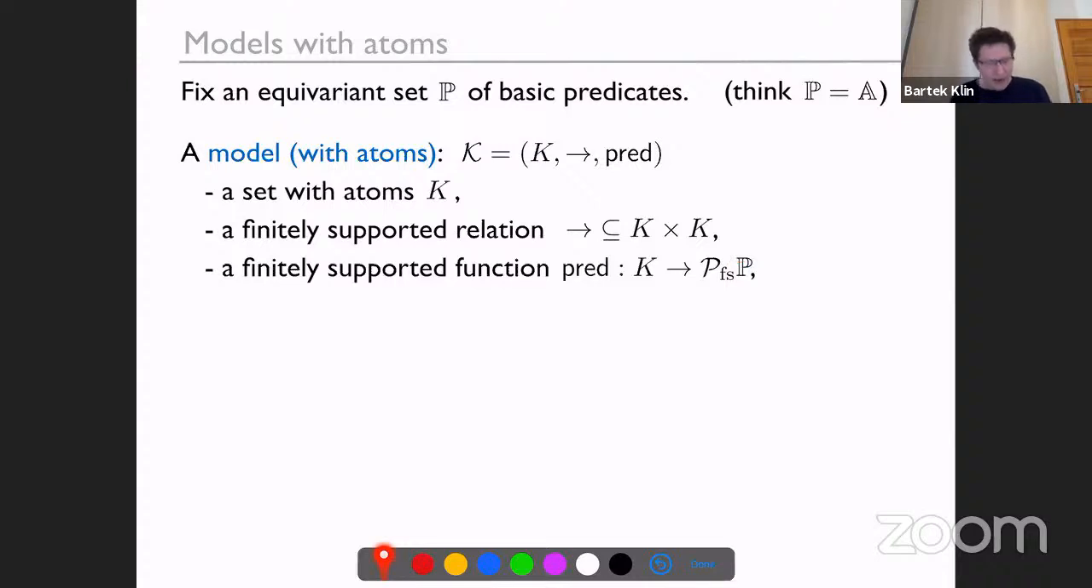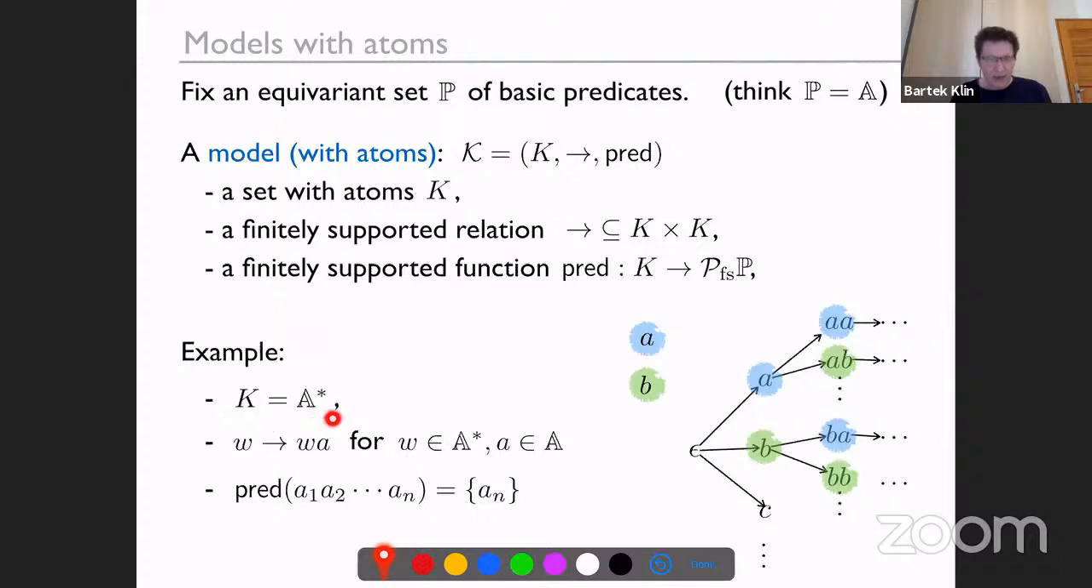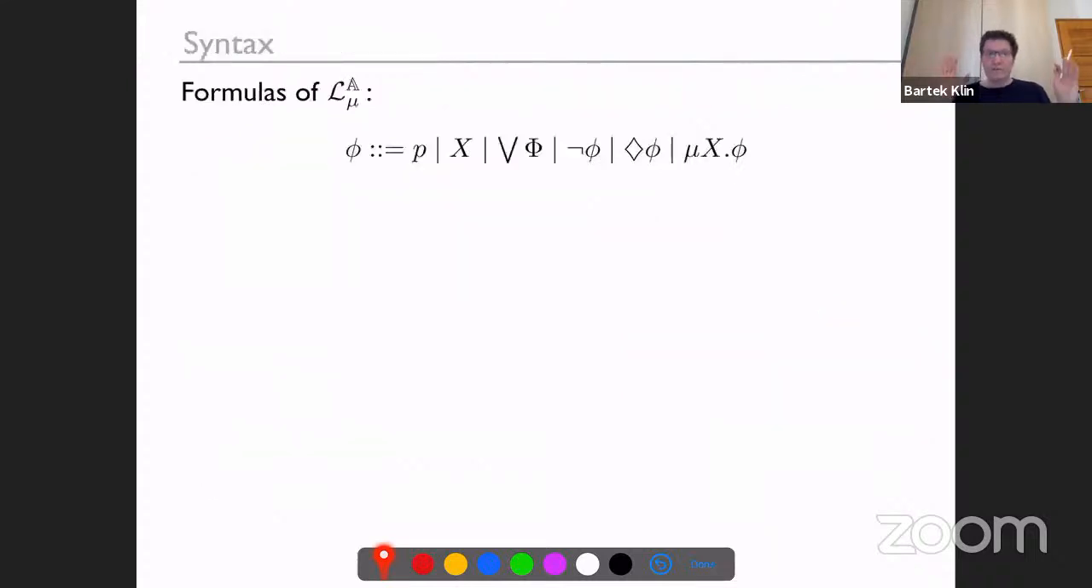For example, I can consider a model where states are words built of atoms. A transition is just appending a letter to a word, and then every word satisfies the basic predicate that is equal to the last letter in it. So this is what this model looks like. And the basic predicates are marked, well, two of them are anyway, are marked with blue and green. This model is not orbit finite because the set of states is not orbit finite. Okay, and it's a well-defined model. So this is what models look like.